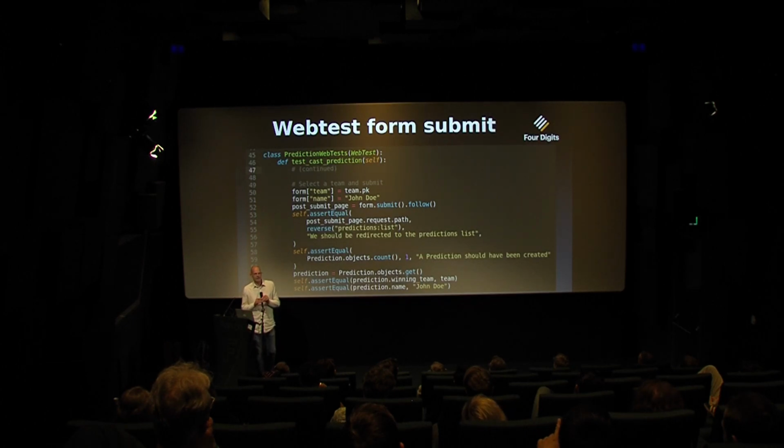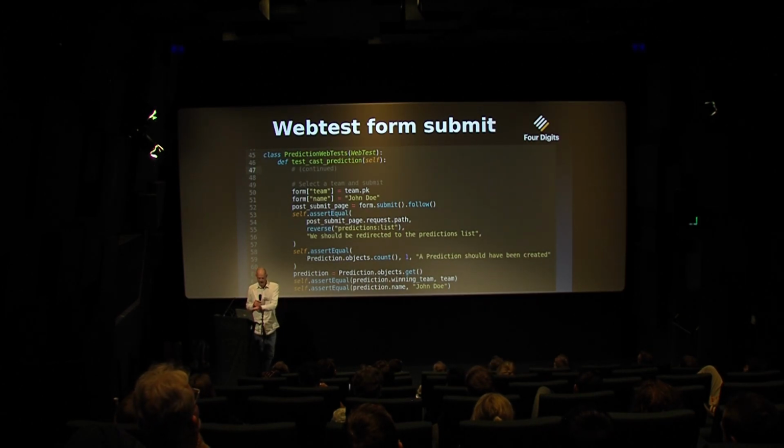And what's even nicer, you can also submit it very easily. So in this test, I've just set which team is going to win, and I just click submit, form.submit. Of course, Django will redirect me, so I will follow that response, and then I will get to another page, which contains the results. And in that page, I can just test that the name of the prediction that we added should be in the result. This is basically the core of WebTest.